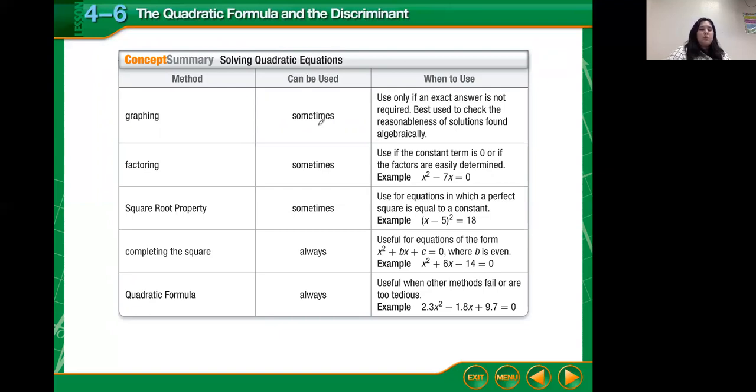We also have the square root property, works sometimes because, again, it depends on if you're able to make that perfect square. Sometimes you have to do more work than you should. Completing the square will always work because you're setting it up so that you do get a perfect square to solve for. And then quadratic formula will always work. And sometimes it might just be easier to do that one depending on what options you do have. So they say sometimes when other methods fail or are too tedious, a good fallback is the quadratic formula.